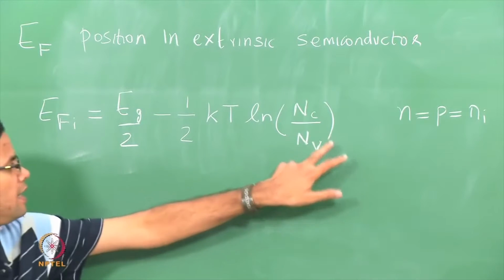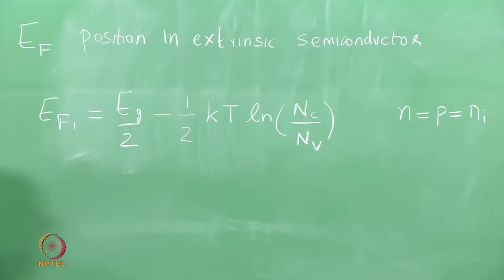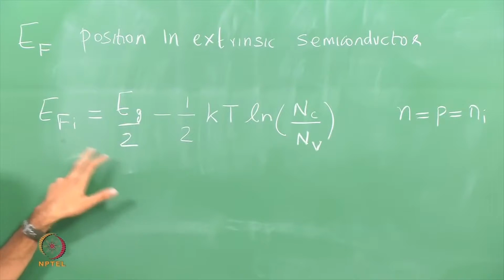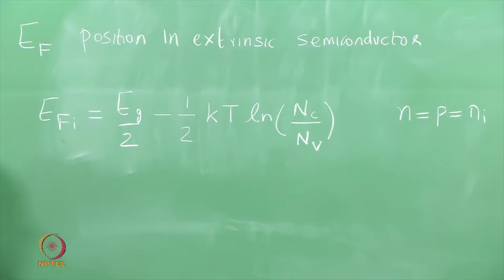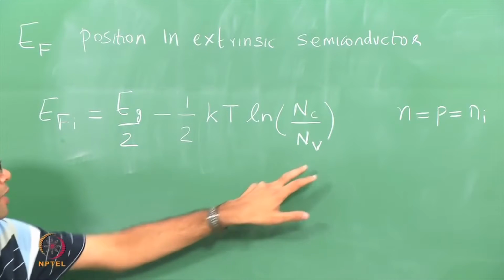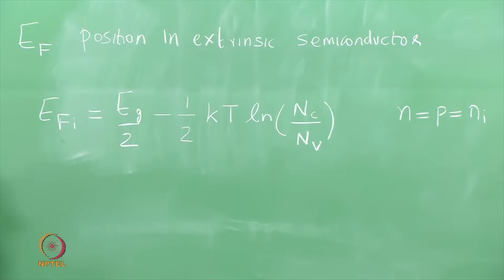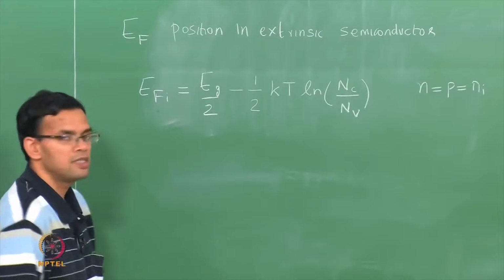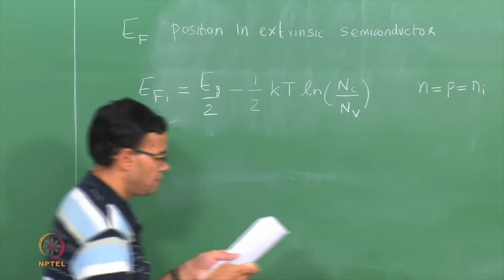So, if Nc and Nv are exactly the same, EFI will be just Eg over 2, but if they are not the same, it will be slightly shifted from the center of the gap, but for most cases it is very close to the center.